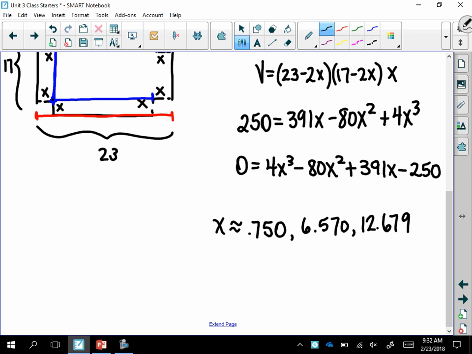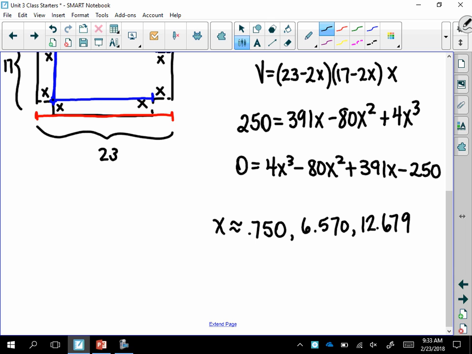Next, we have 3 answers. That means that there's really 3 different boxes, supposedly, that would give us a volume of 250 cubic inches. Right, because that's what we were trying to find, the value of x that would give us a box that has a volume of 250 cubic inches. In other words, how far we should cut in to get a box that has that specific volume. Except one of those answers I don't feel real good about.